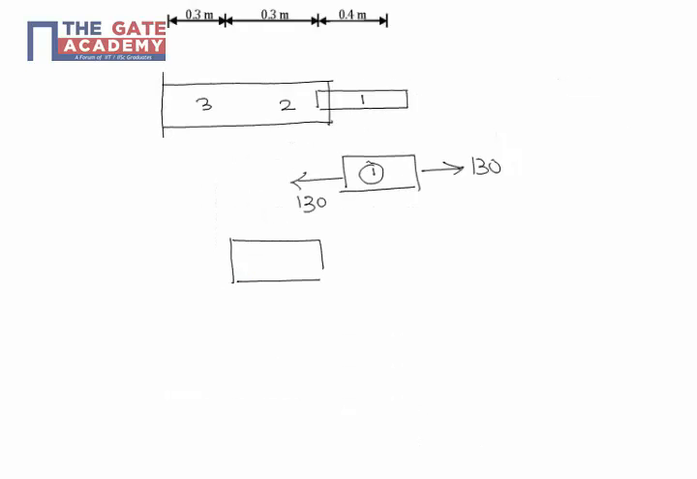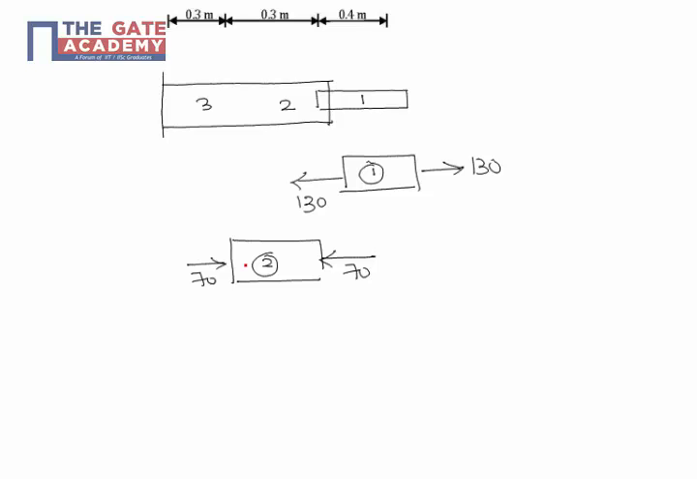Now if you look at part 2, a load of 200 kilonewton is shown. Right now, 130 is already taken up by part 1. So part 2 will be subjected to a compressive load of 70 kilonewton this way.